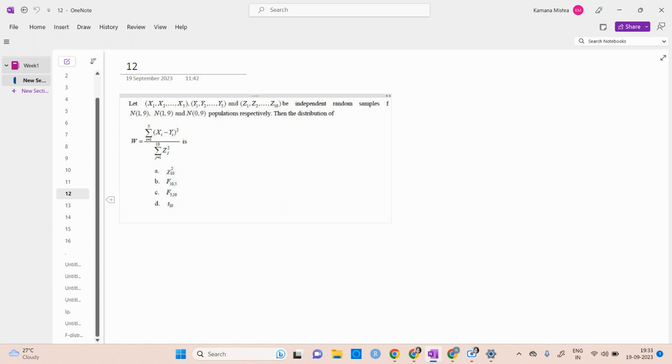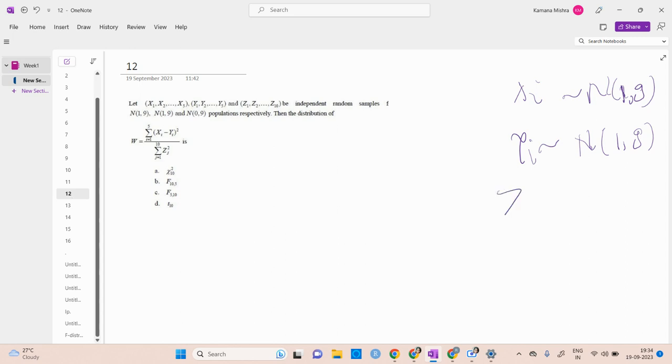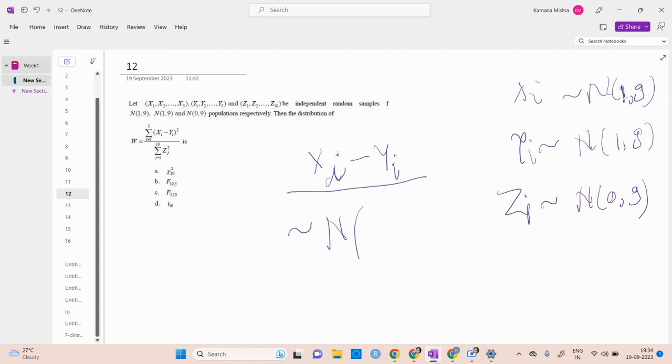So the tenth question here is: what is this? X1 up to x5 and y1 up to y5 are an independent random sample from the normal distributions N(1, 9), N(1, 9), and N(0, 9). So xi follows N(1, 9), yi follows N(1, 9), and zi follows N(0, 9). Now xi minus yi. Firstly we will see what this follows. So xi minus yi will follow a normal distribution with mean 1 minus 1, and these are all independent.